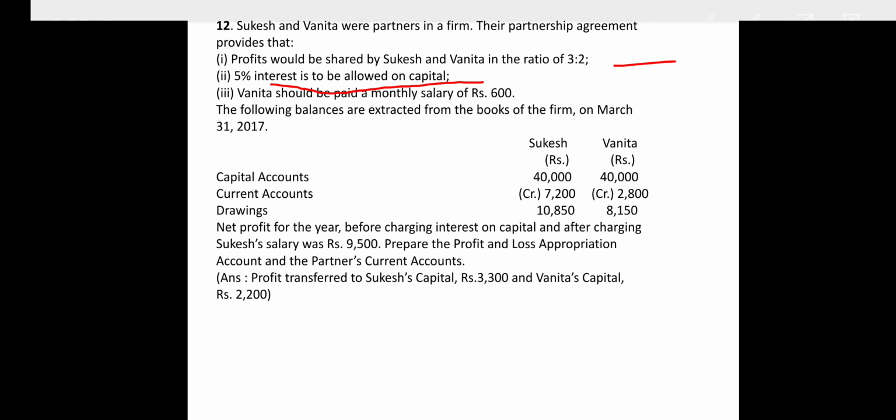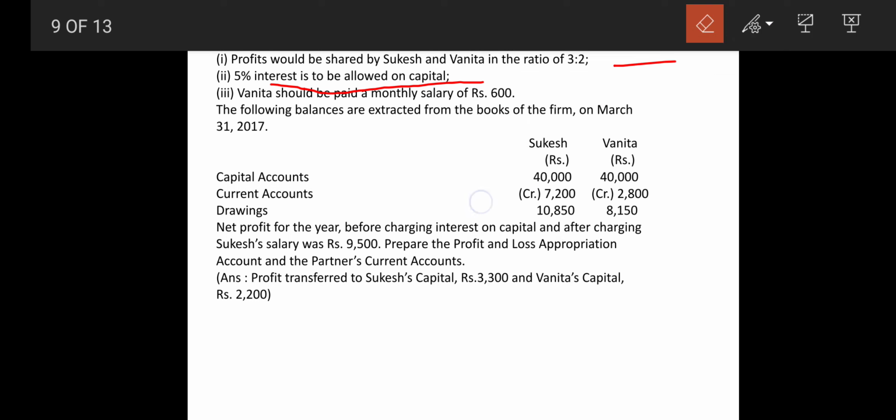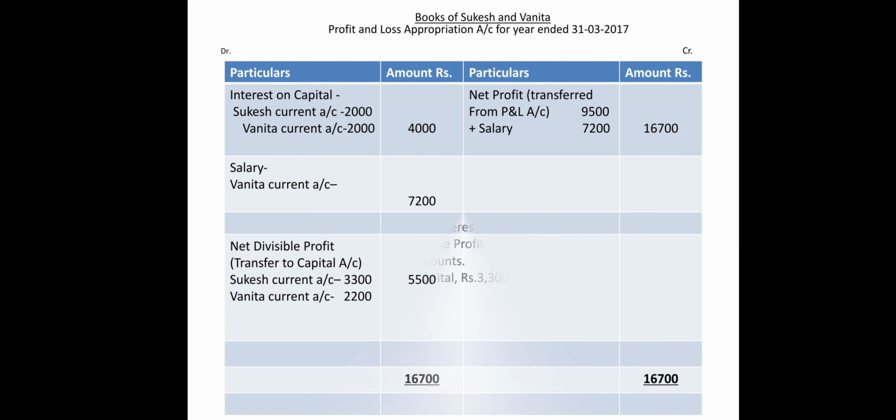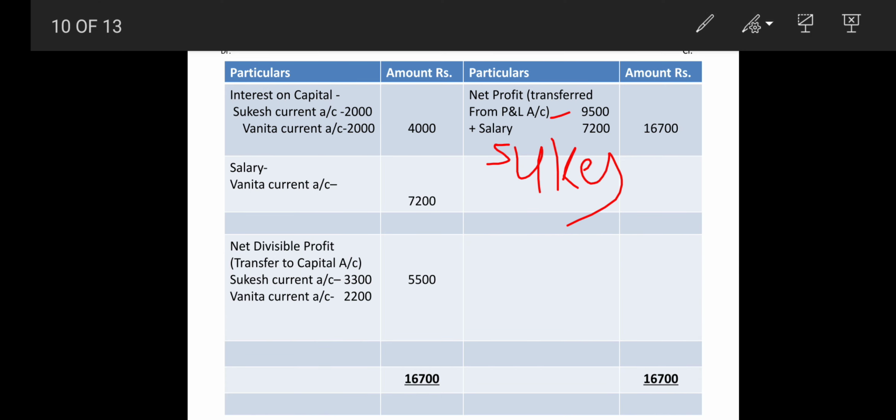Now we will be pointing out the next point. The next point is saying that Vanita should be paid a monthly salary of 600 per month. So it's a monthly salary, 600 times 12 is 7,200. We had already understood that when that salary was deducted previously, the net profit of 9,500 was shown. But now we had understood that this is the salary which we have transferred.